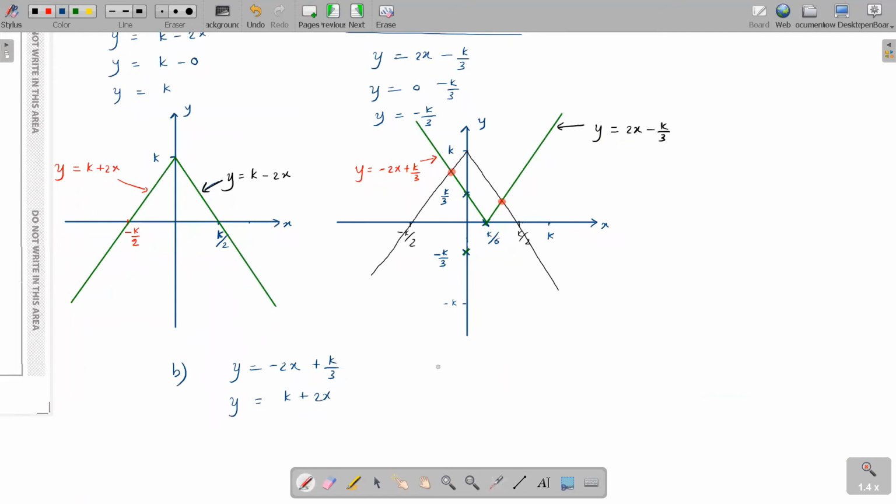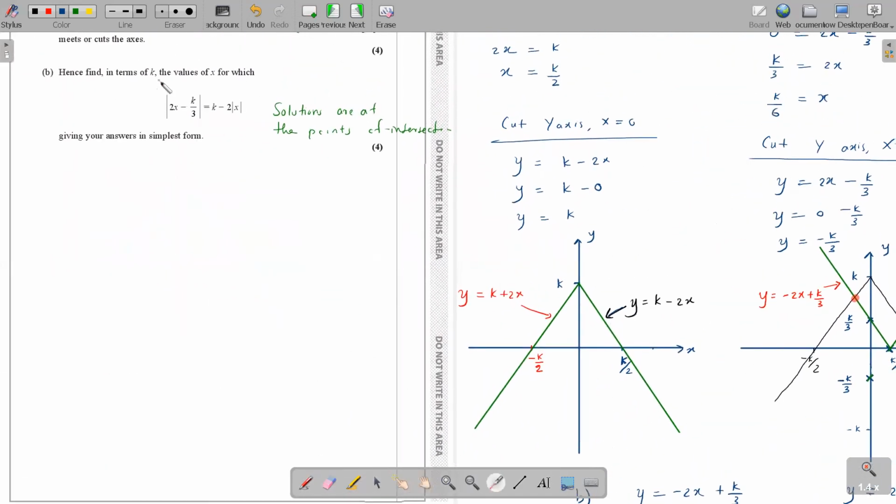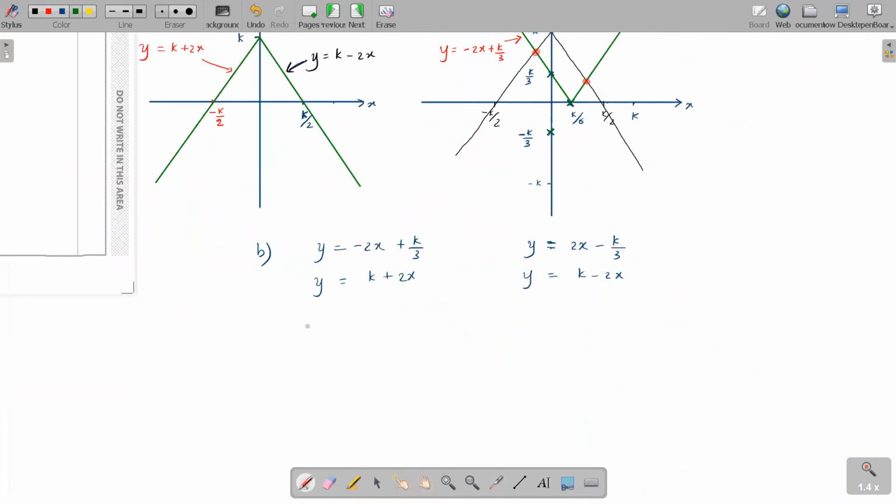To get the other solution, you need to solve y equals 2x minus k over 3 along with this line. Who is that? That is this line, right? So this guy, y equals k minus 2x. Solve these two and you should get the two solutions in terms of k, giving your answers in the simplest form. So solve these two simultaneously.